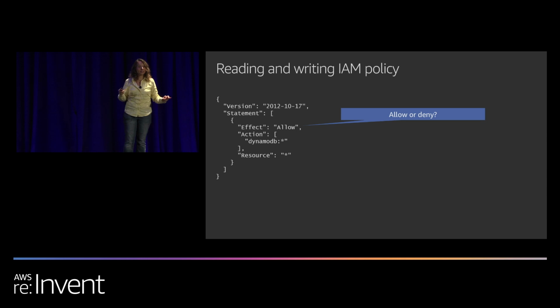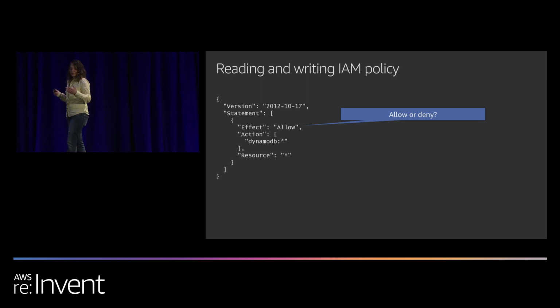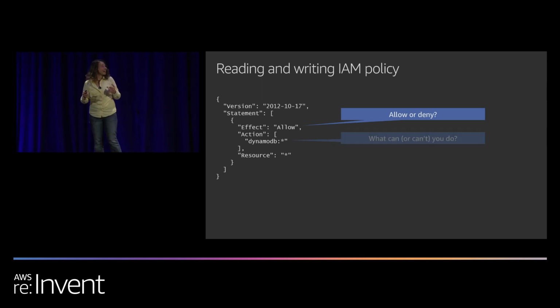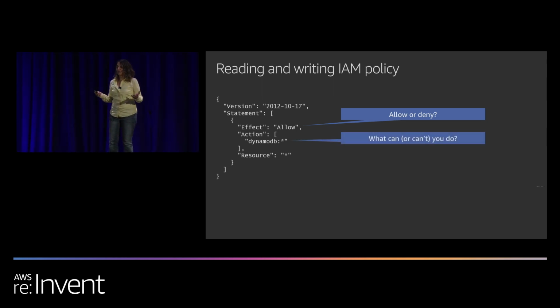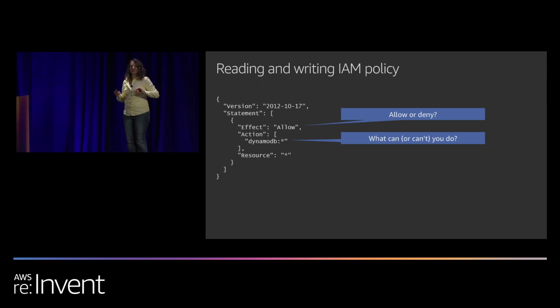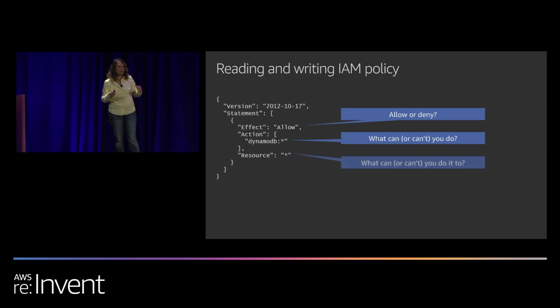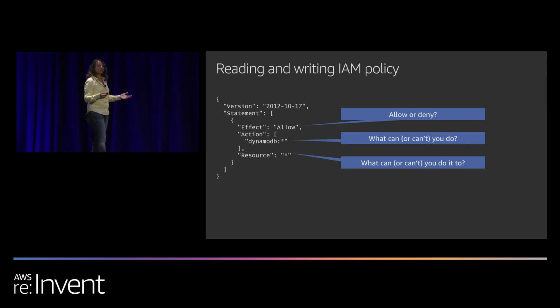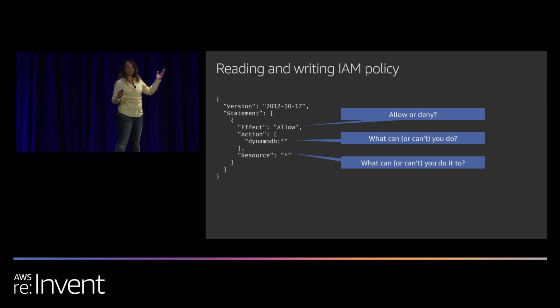They all have an effect. Am I allowed to do this thing that I'm talking about, or am I not allowed to do this thing? So it'll say either allow or deny. It'll say what you are allowed or denied to do, and you'll notice that wildcards are supported. And then resource: what can or can't you do it to? What's the object of this statement? Your API calls are matched against the policies that are attached to you. And if somebody says allow and nobody says deny, it's allowed. If nobody says anything, it's denied.